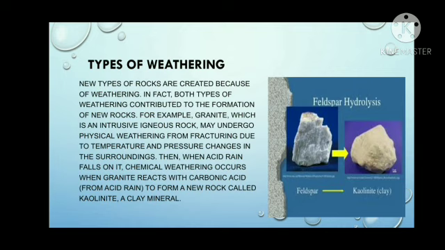New types of rocks are created because of weathering. In fact, both types of weathering contribute to the formation of new rocks. For example, granite, which is an intrusive igneous rock, may undergo physical weathering from fracturing due to temperature and pressure changes in the surroundings. Then, when acid rain falls on it, chemical weathering occurs when granite reacts with carbonic acid from acid rain to form a new rock called kaolinite, a clay mineral.